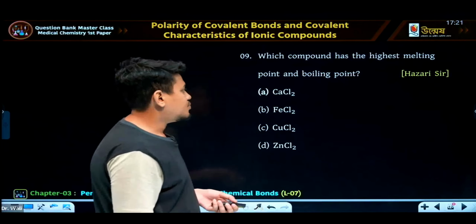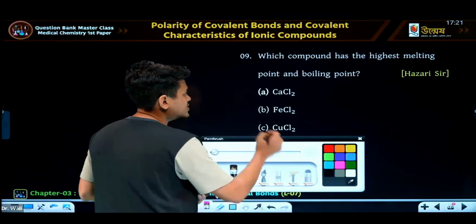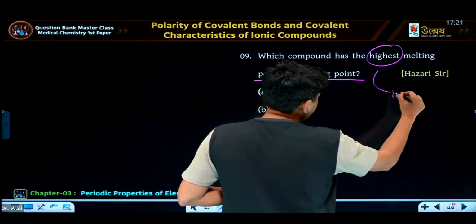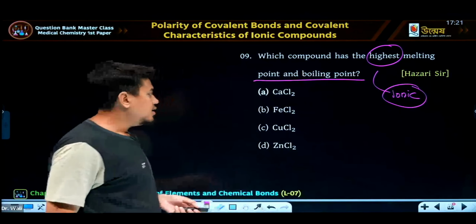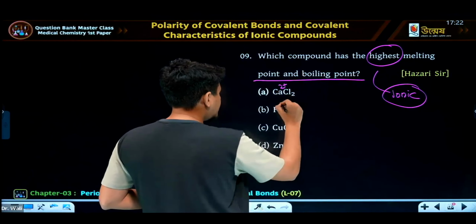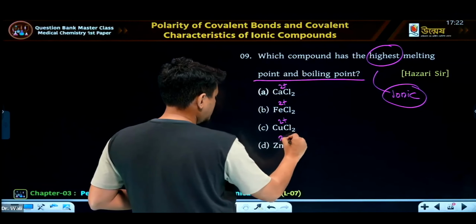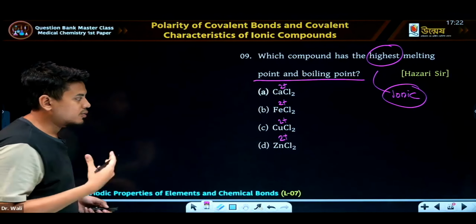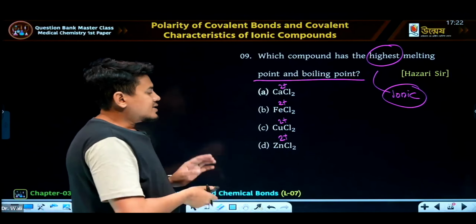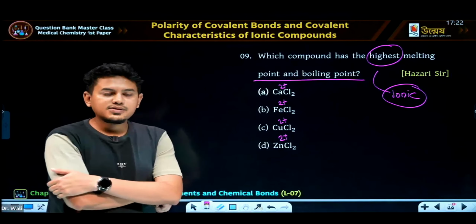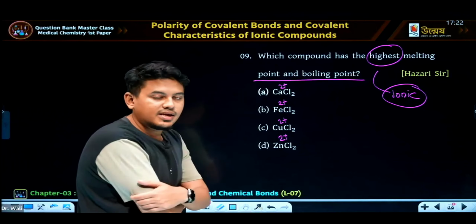Which compound has the highest melting point and boiling point? So we have to consider which one is more ionic. Since it is asking about the highest, we have to determine which one is more ionic. Now, according to Fajans' rule, if we calculate the charges, all the charges are the same. Now we have to look at the size. The larger the size of the cation, the less will be the polarization.